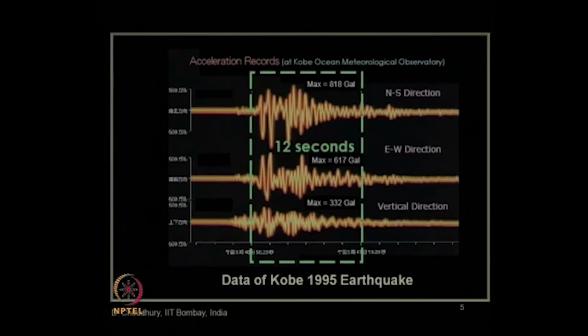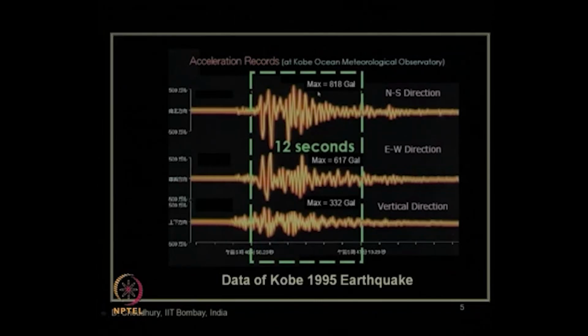Later on, we have studied also in the previous lecture about the earthquake data of the 1995 Kobe or Hanshin earthquake. This is the great Kobe earthquake. We have seen the acceleration record at the station of Kobe Ocean Meteorological Observatory point. This acceleration record shows the horizontal acceleration in the north south direction. The other one is showing another horizontal acceleration in the east west direction, and the third acceleration record shows the vertical direction acceleration record.